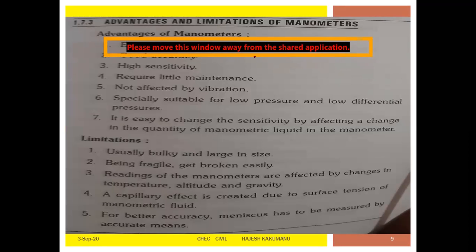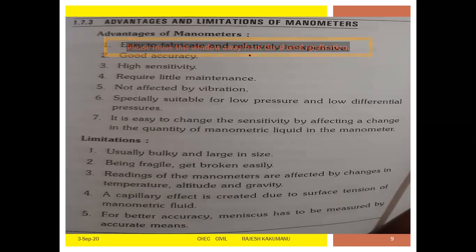See, the first advantage is that it is easier to fabricate and relatively inexpensive. So it is very easy to fabricate. What is the problem there? There is no problem. We just need mercury and a glass tube. Just bend the glass tube and add mercury. So the cost is also very low. You can add colored water with mercury also, right?